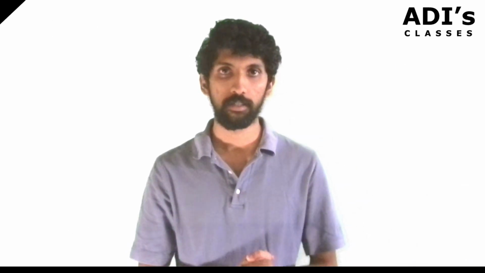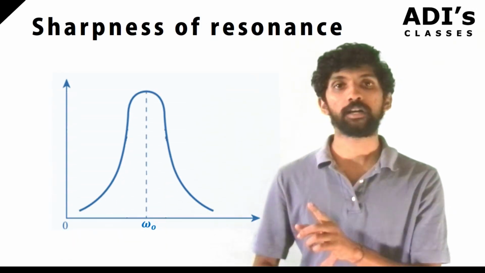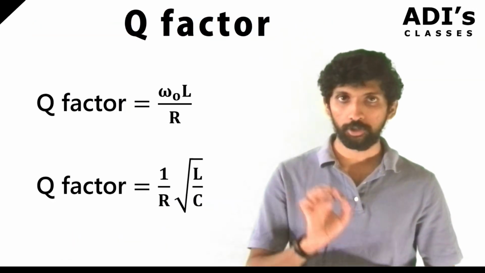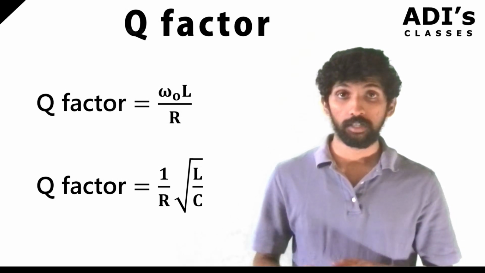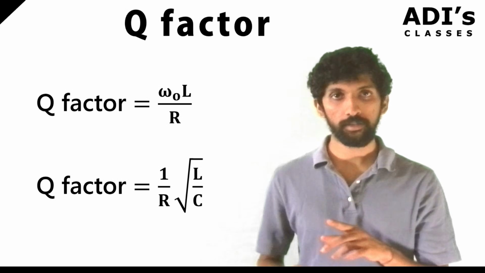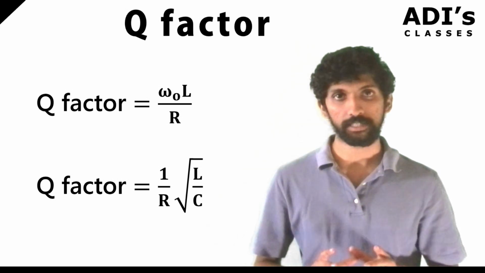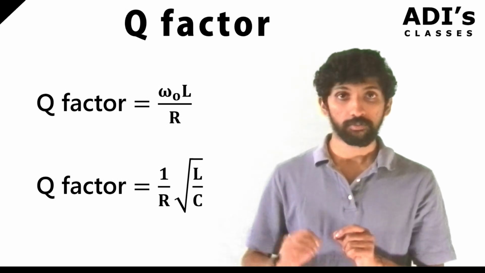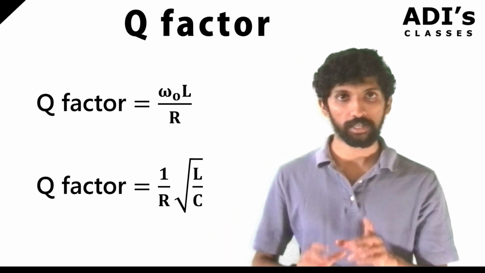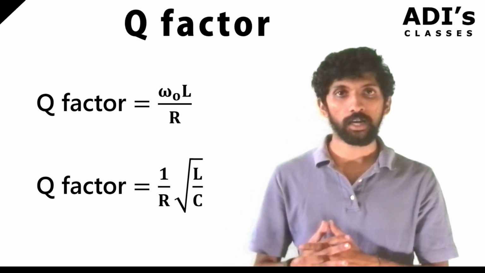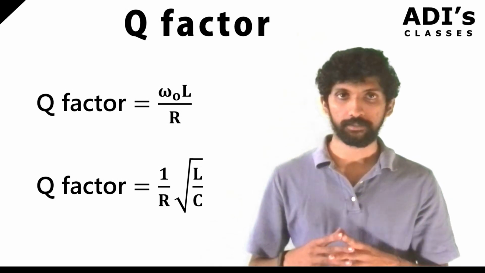Then we moved on to the sharpness of the resonating curve, correct? So the sharpness was given by omega naught L divided by R, right? Now this was nothing but the Q factor, or the quality factor. Now, the Q factor is also given by one more formula, which is 1 by R root L by C. Since we are talking at resonating frequency, we have omega naught is equal to 1 by root LC, correct? So we substitute that and we get this formula, 1 over R root of L divided by C.